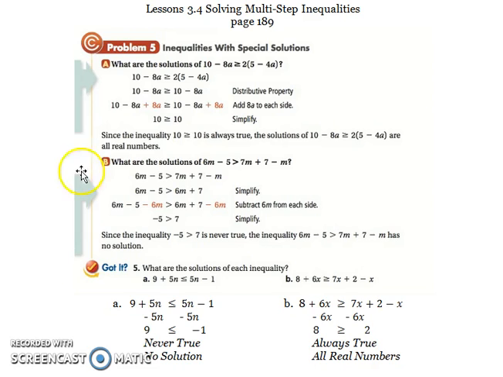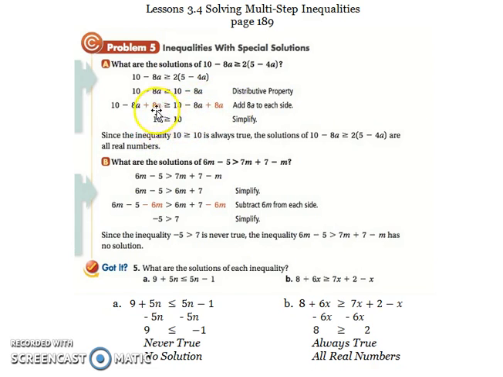So again, the first step here is your distribution. 2 times 5 is 10, 2 times 4a is 8a, and there was a subtraction in there. If you tried to pick the smaller one, they're actually exactly the same. So if you add 8a to both sides, you're going to get 10 is greater than or equal to 10, because the 8a's drop out on this side and on this side.